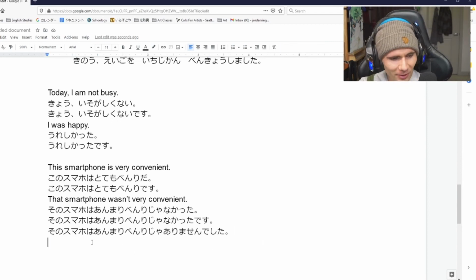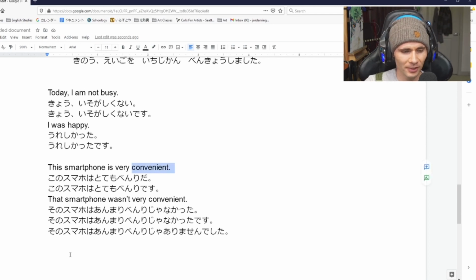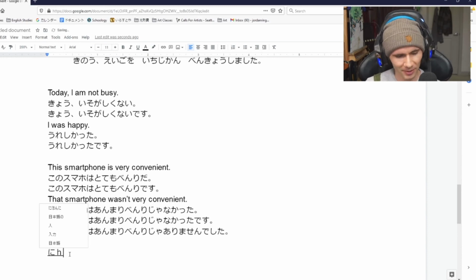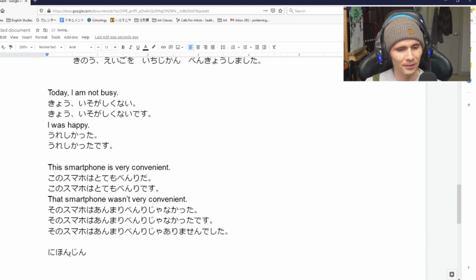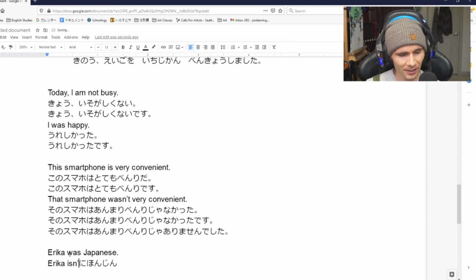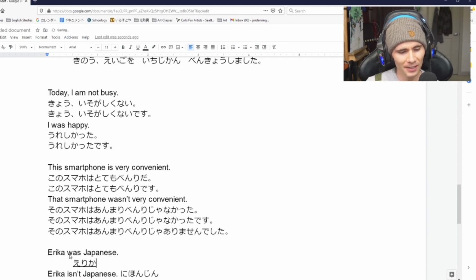And the only thing we haven't really used is a noun. So let's say that someone's a Japanese person, right? A person's a noun. A Japanese person in Japanese is Nihonjin. So let's say we'll use negative present tense and then affirmative past. So let's say we're talking about someone named Erica. Erica was Japanese. And then we'll also say Erica isn't Japanese.